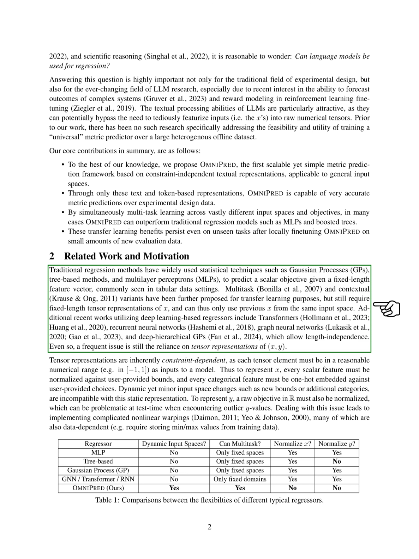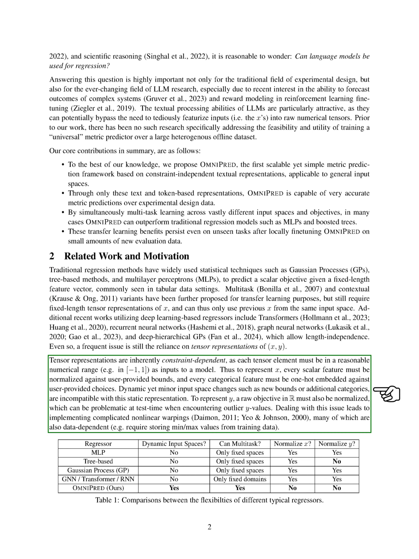Recent advancements have introduced deep learning-based regressors like transformers, recurrent neural networks, graph neural networks, and deep hierarchical Gaussian processes, which offer some flexibility regarding input length. However, a persistent challenge is the reliance on tensor representations of the input and output, which are inherently constraint-dependent. This means each feature must be normalized or one-hot encoded based on predefined bounds or categories, making it difficult to adapt to minor changes in the input space or to handle outlier values in the output.